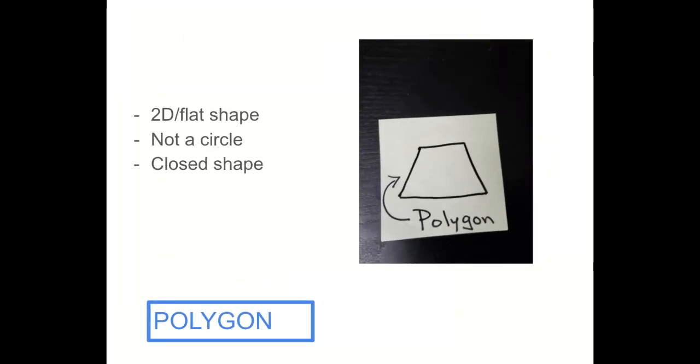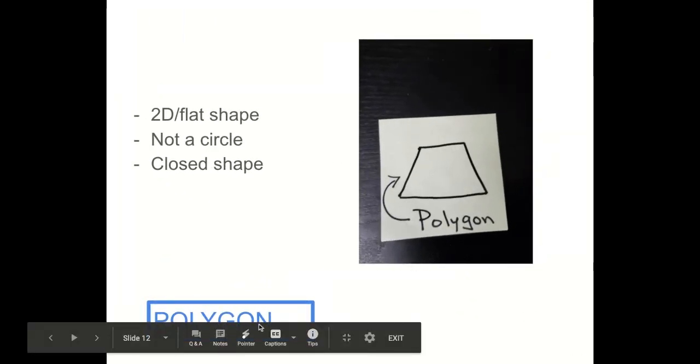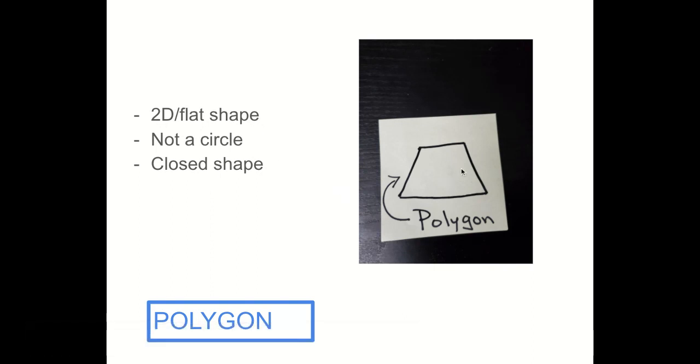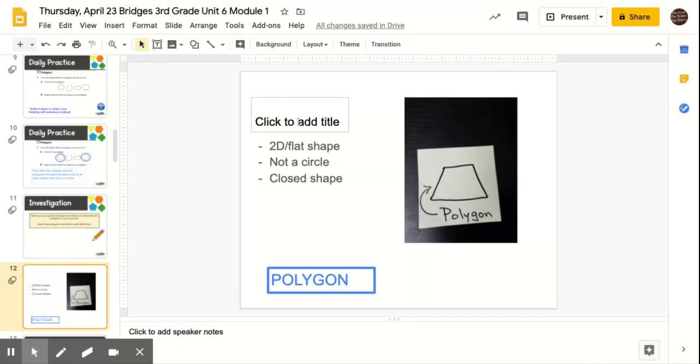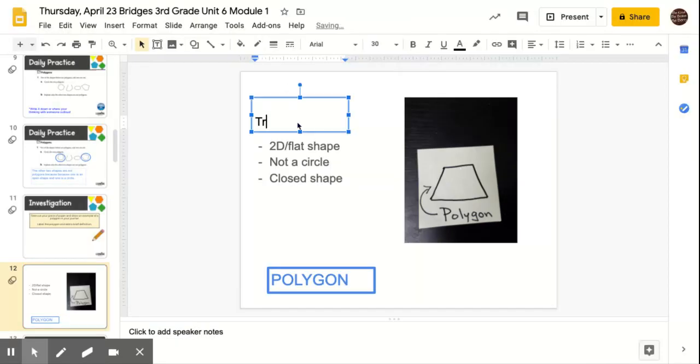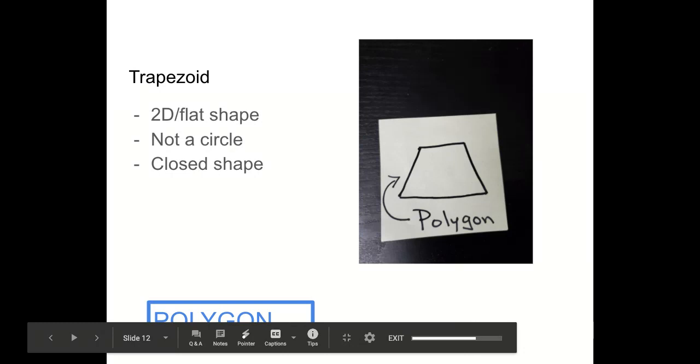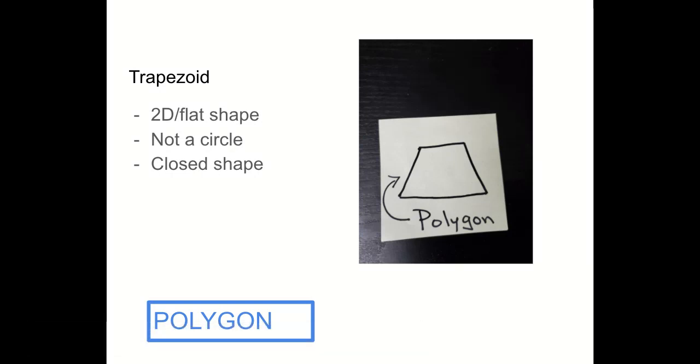All right, here's mine. Here's my polygon. I labeled it polygon. It's a 2D flat shape. It's not a circle. It's a closed shape. And I'm actually going to label it with what the polygon is called, which is a trapezoid. I wonder what polygons you did. I wonder if you did a quadrilateral, a four-sided shape, or something different.